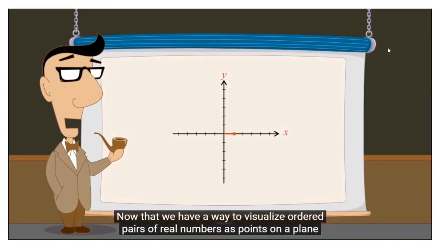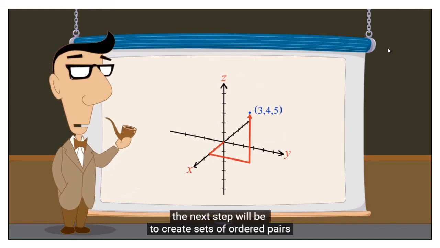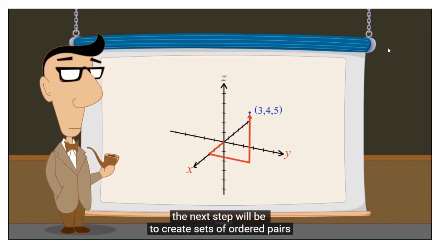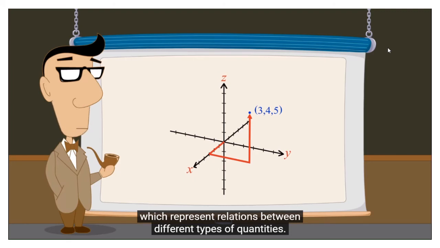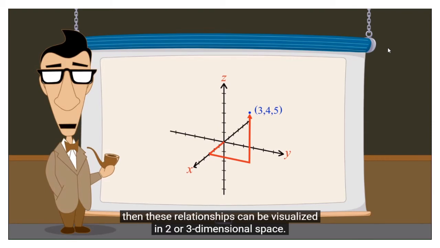Now that we have a way to visualize ordered pairs of real numbers as points on a plane, or ordered triples as points in space, the next step will be to create sets of ordered pairs which represent relations between different types of quantities. If the quantities can be represented by real numbers, then these relationships can be visualized in 2 or 3-dimensional space.